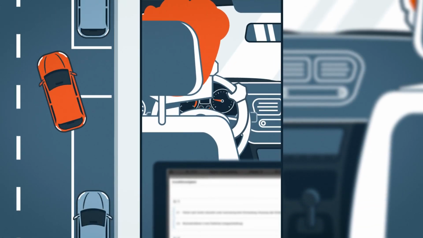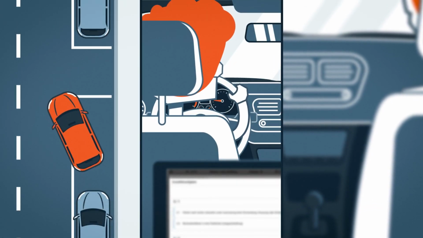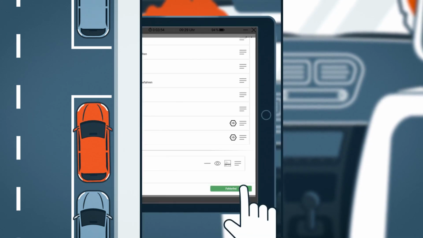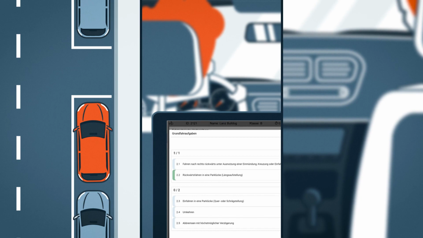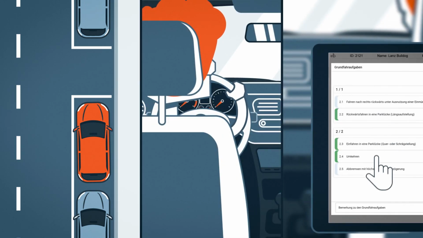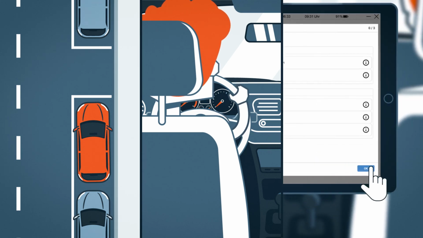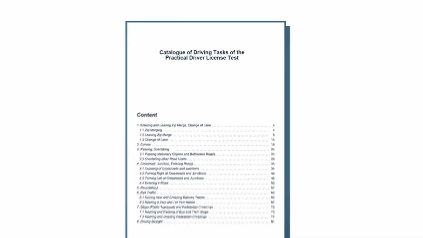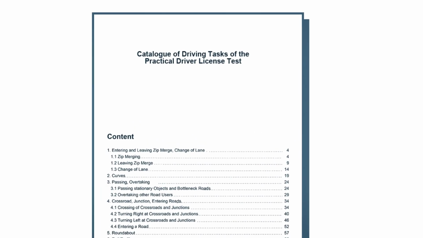During the test drive, the candidate must fulfill certain requirements. He is observed by the examiner and his skills are evaluated and documented. Finally, the examiner makes his decision as to whether the candidate has sufficient driving skills or not. The requirements for the test drive and the evaluation criteria are described in the catalogue of driving tasks.